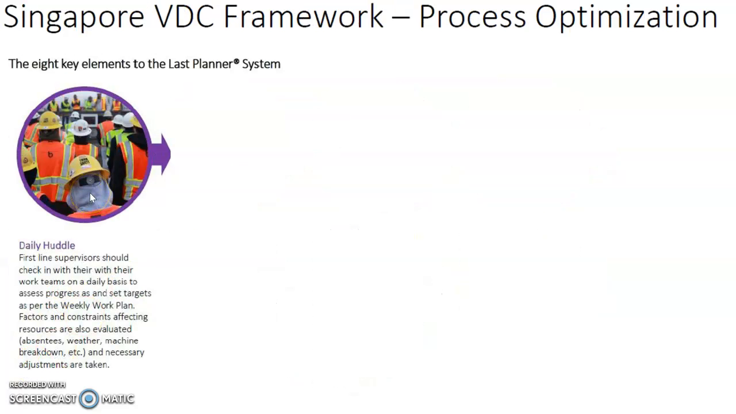The fifth element is the daily huddle. The first line supervisors, that means the supervisor that is immediately supervising the work, should check in with their workers and their work teams on a daily basis to assess progress and set targets as per the weekly work plan. Factors and constraints affecting the resources are also evaluated, for example, weather, machine breakdown, absentees, and so on and so forth, and necessary adjustments are taken.